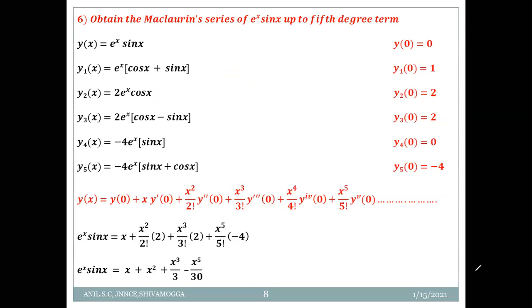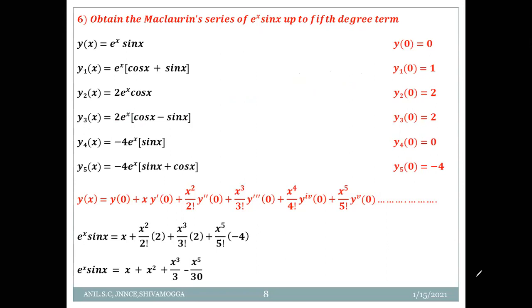Put x is equal to 0. You get y3 of 0 is equal to 2 into e power 0. E power 0 is 1, 1 into 2 is 2 into, here cos 0 is 1. Sin 0 is 0. Therefore, 2 into 1 is 2. We get y3 of 0 is equal to 2.